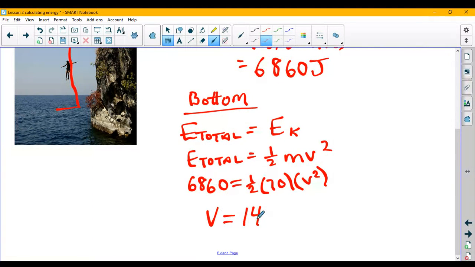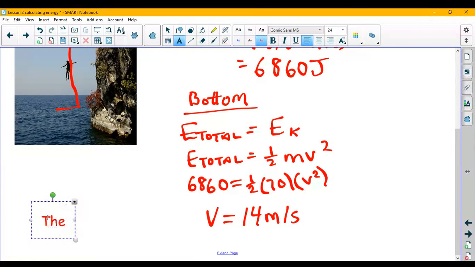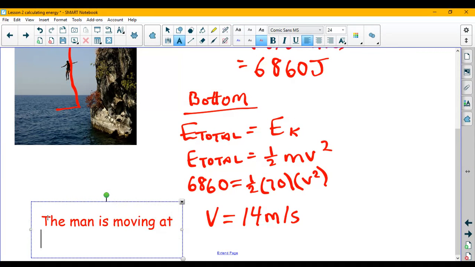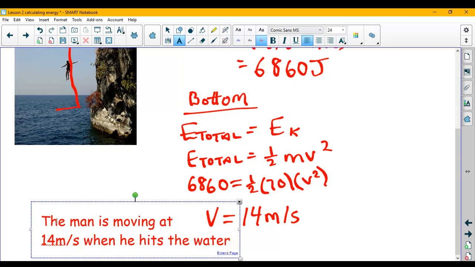But 14 what? I have to think about what units I'm going to use. Remember, the base units for velocity that went into this are meters per second. Joules are based on meters per second. So that's what my units are going to be. All I need now is a therefore sentence. There we go. All done.